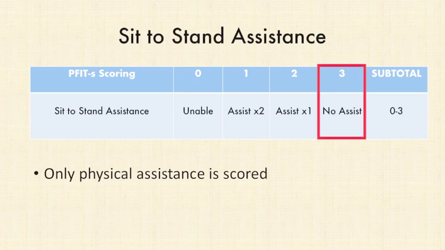Only the level of physical assistance needed by the patient is incorporated into the grades. Therefore, the patient may achieve a maximum score even if the examiner is required for close supervision.